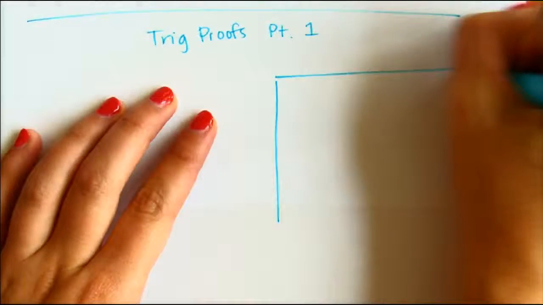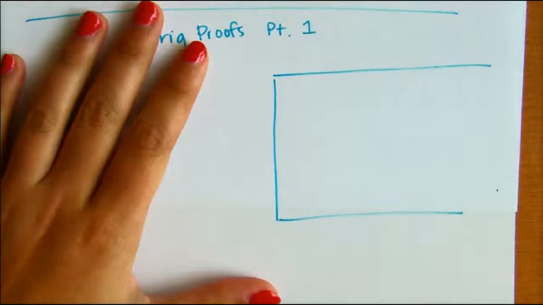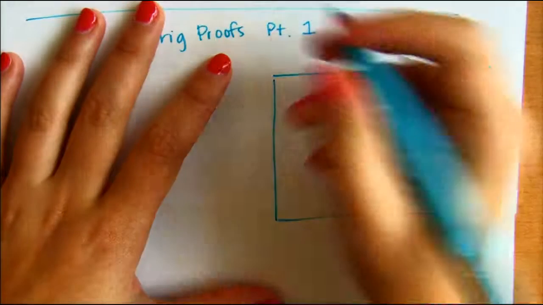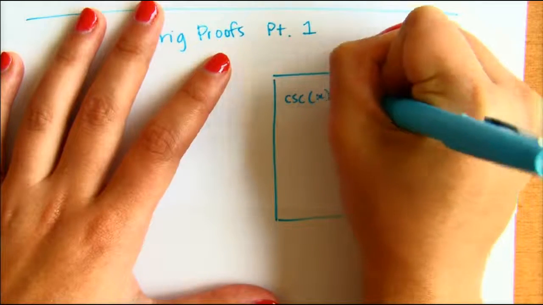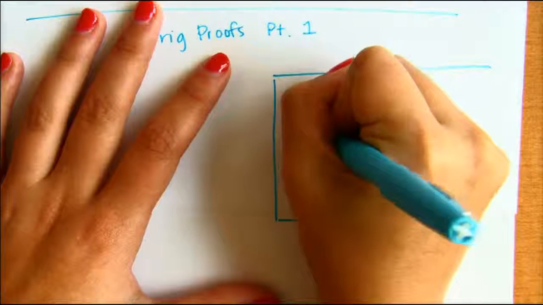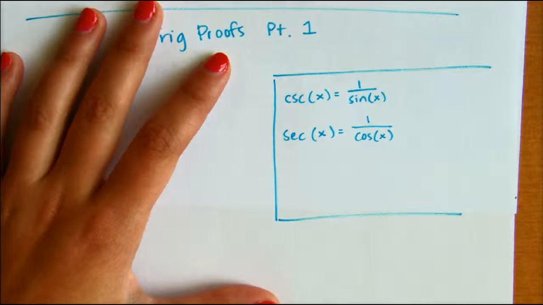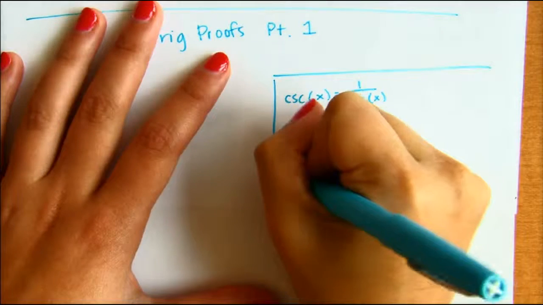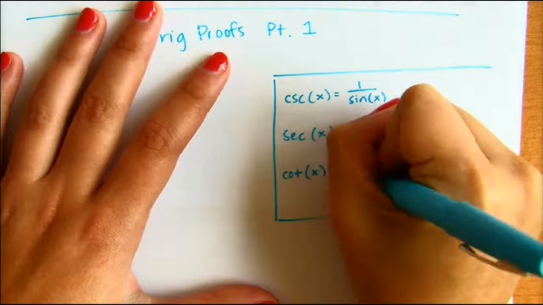page. On one side, I want you to set aside a box, and we're going to put all the stuff that we've learned about trig functions in this box for right now. We've learned our reciprocal functions, so I know that cosecant of something is 1 over sine of that same something. I know that secant of something is the same thing as 1 over cosine of that something. I know that cotangent of something is the same thing as 1 over tangent of that same something.